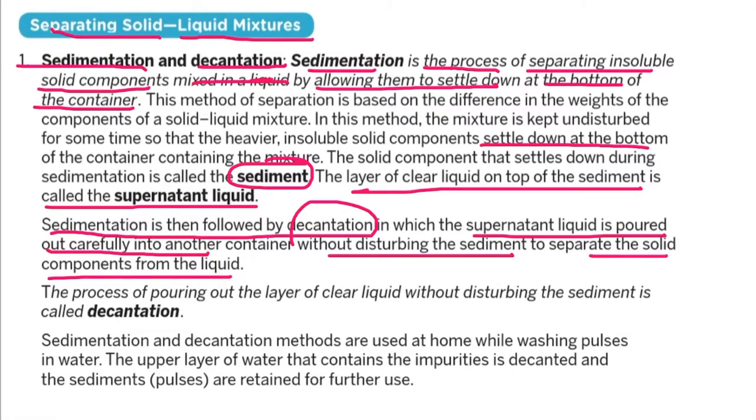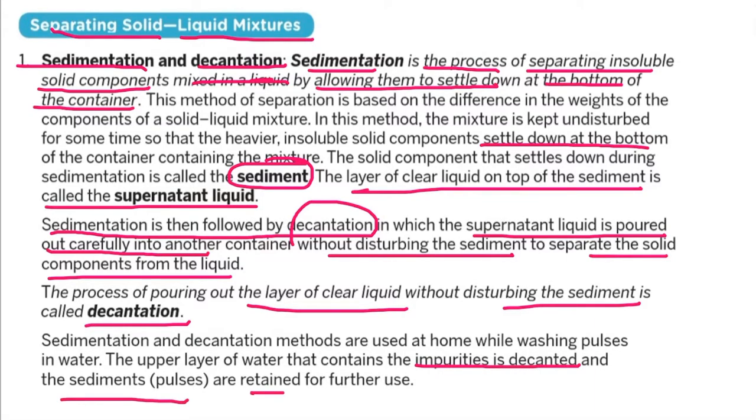Now we want to define decantation. We may define it as the process of pouring out the layer of clear liquid, the supernatant liquid, without disturbing the sediment. These sedimentation and decantation methods are normally used at home also while washing pulses in water. The upper layer of water that contains the impurities is decanted while the sedimented pulses are retained for further use.